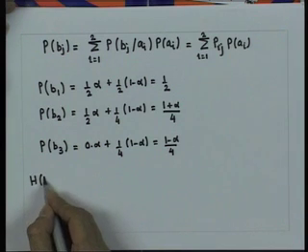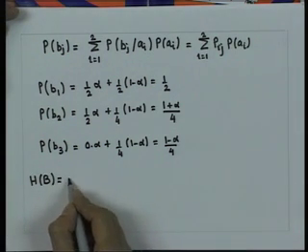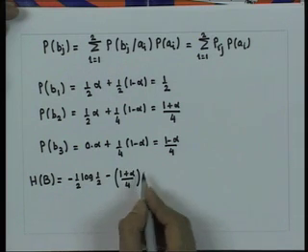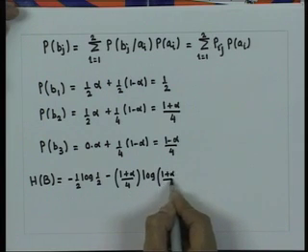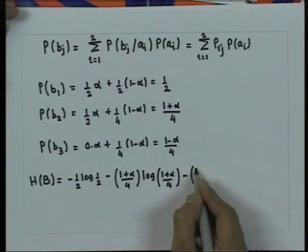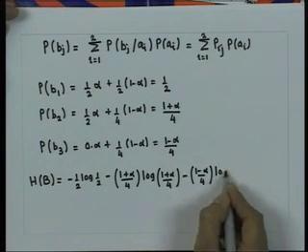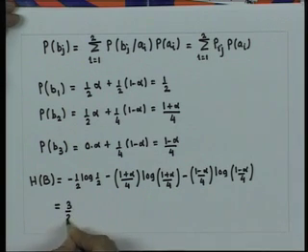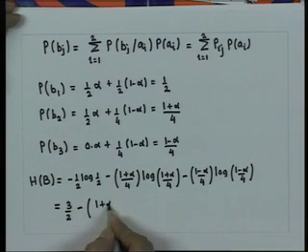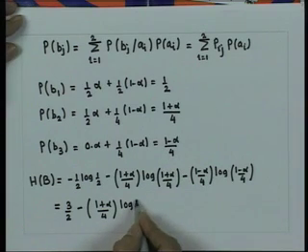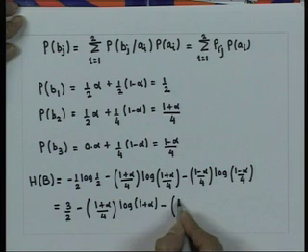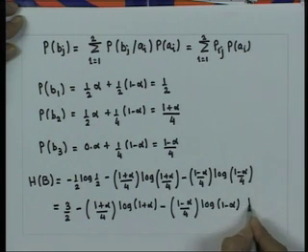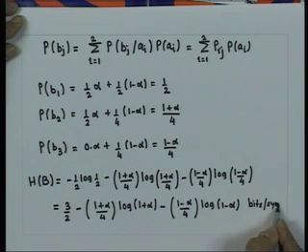Given these probabilities, we can calculate H of B, which is equal to minus half log half minus (1 plus alpha) by 4 log of (1 plus alpha) by 4 minus (1 minus alpha) by 4 log of (1 minus alpha) by 4, and this can be simplified as equal to 3 by 2 minus (1 plus alpha) by 4 log of (1 plus alpha) minus (1 minus alpha) by 4 log of (1 minus alpha) bits per symbol.